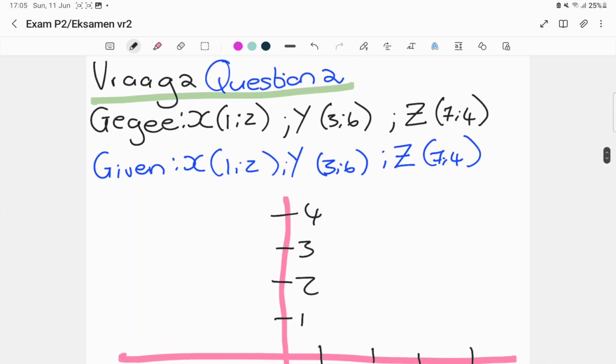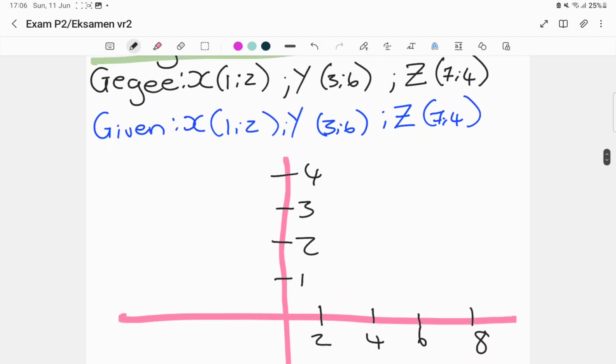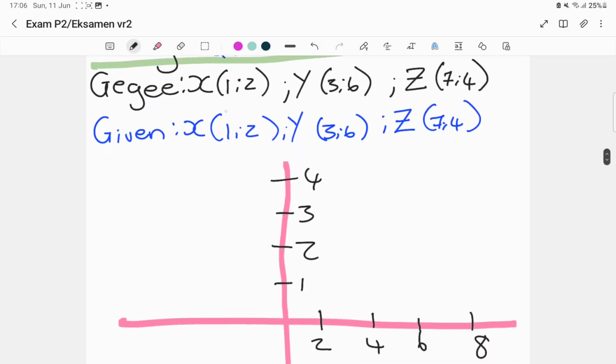If we look at question 2, it says, given point X(1, 2), Y(3, 6) and Z(7, 4). Now, if they don't give you a sketch, the best thing to do is always to draw yourself a quick, rough sketch. Point X is (1, 2), so the X value is 1 and the Y value is 2. That will be about here. There is my point X.